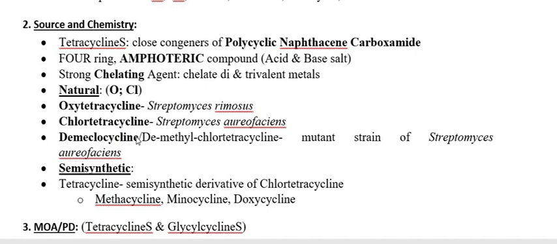Demeclocycline is also known as demethylchlortetracycline, which means we are removing one methyl group from chlortetracycline, and as a result we got the antibiotic we call demeclocycline. This one is also obtained from the same source, Streptomyces aureofaciens, but the difference is that it is isolated from a mutant strain of Streptomyces aureofaciens. So there are three natural tetracyclines: oxy, chlor, and demeclocycline. So this is all about the natural tetracyclines.